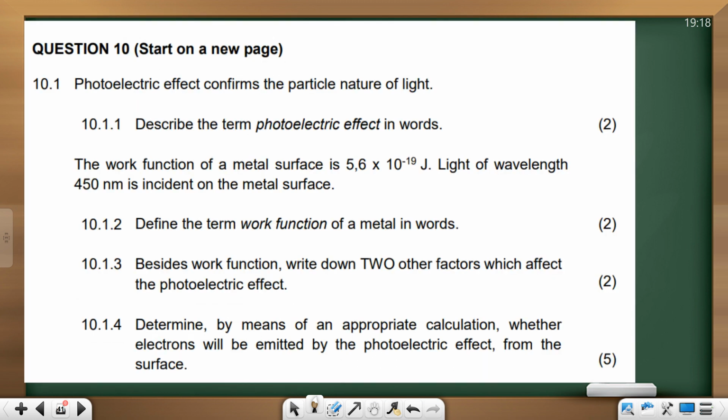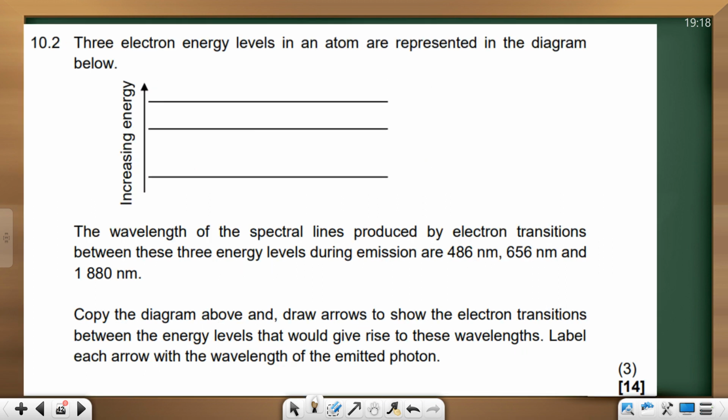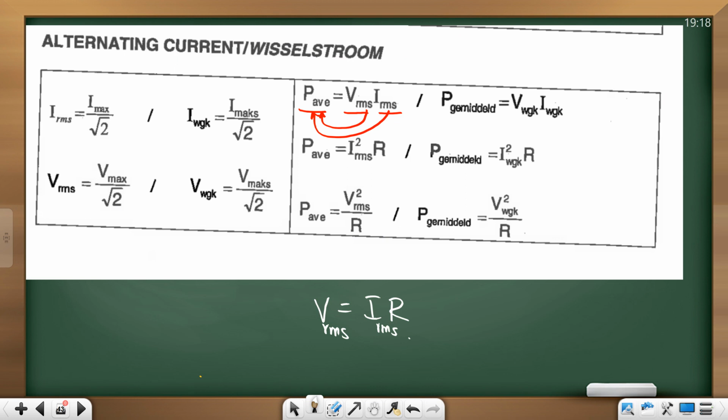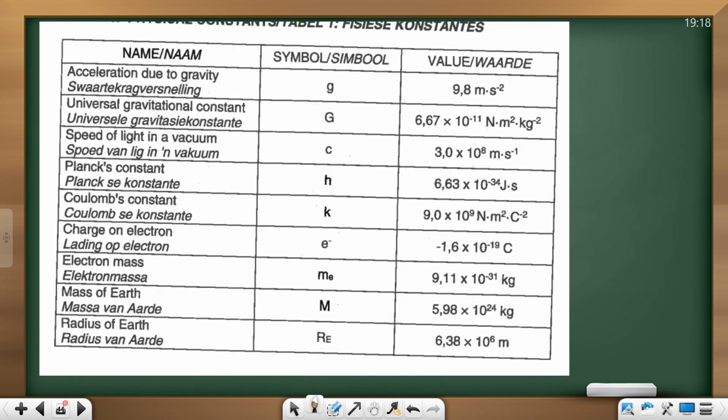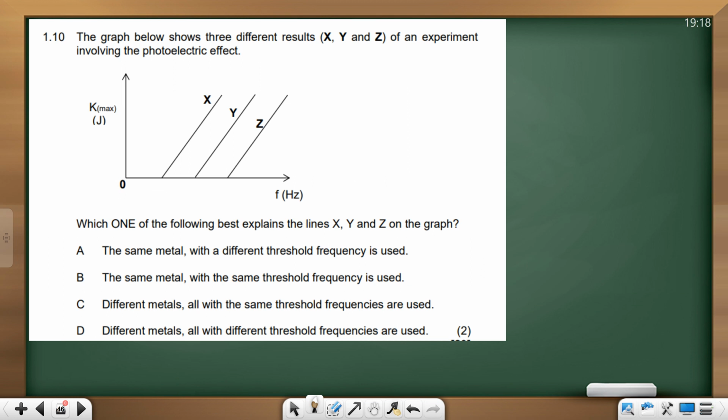I wanted to check the next question. Oh, photoelectric effect confirms the particle nature of light. We spoke about that, right? I was just cutting and pasting these questions. I didn't even read. I just wanted to see the whole thing. The work function by means of a calculation. You see number 10.1.4 is what I told you to remind me of. Conditions for photoelectric effect, I'll give them to you just sharp. Increasing energy, we're going to talk about that. We have our formula. All the constants and formulas are here.